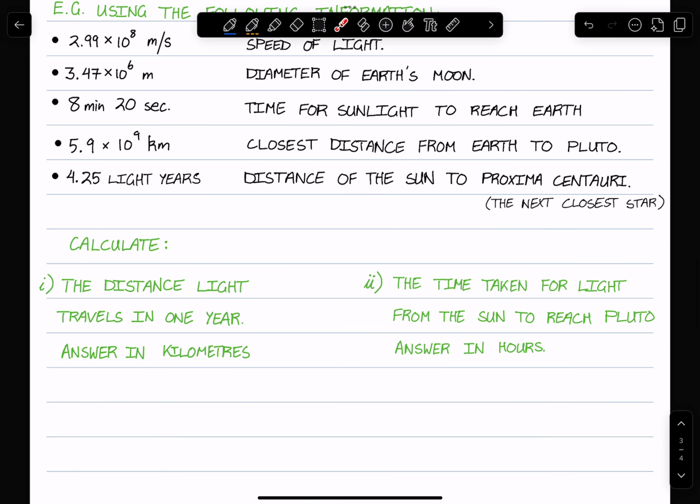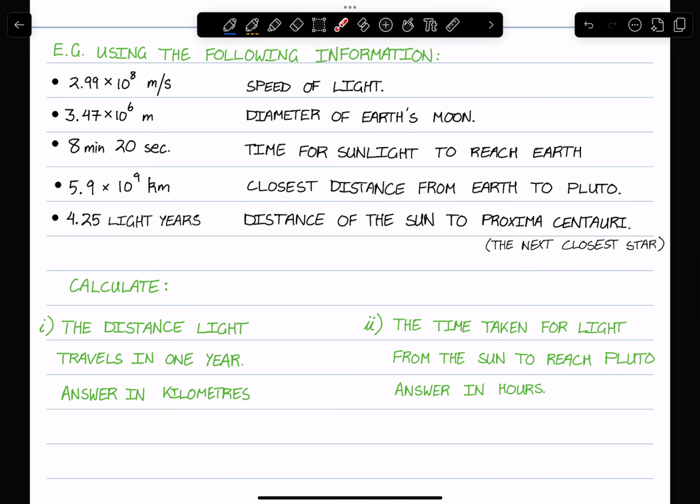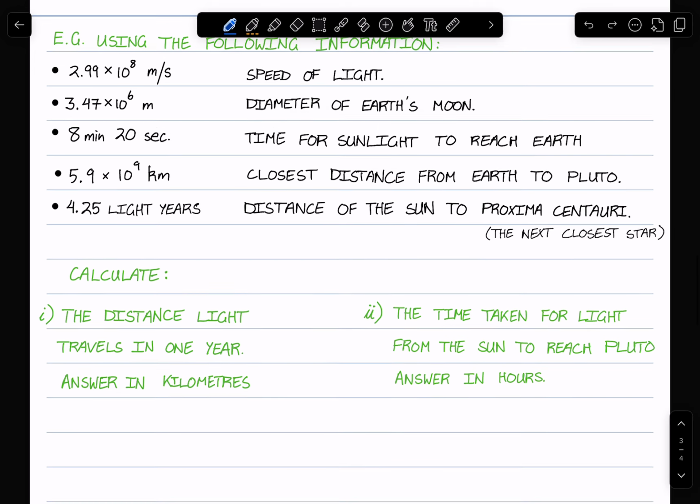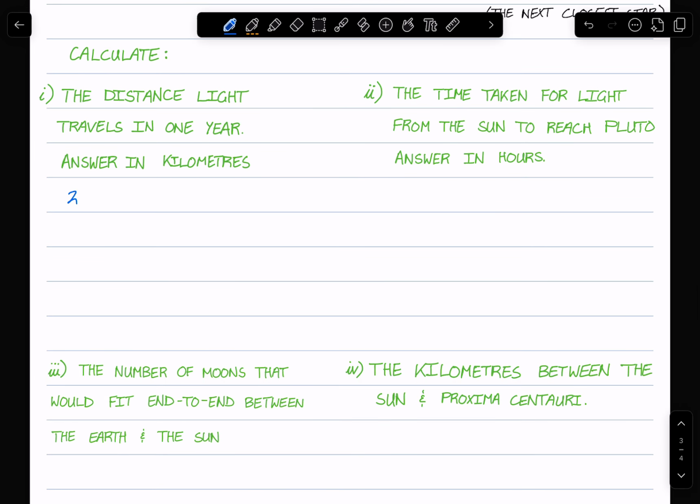So question 1, it says, calculate the distance light travels in 1 year. Answer in kilometers. Well, as we can see, we have a speed of light here, 2.99 times 10 to the power of 8 meters per second. So first, since we want this in kilometers, let's convert that into kilometers. So it was 2.99 times 10 to the power of 8 meters per second.